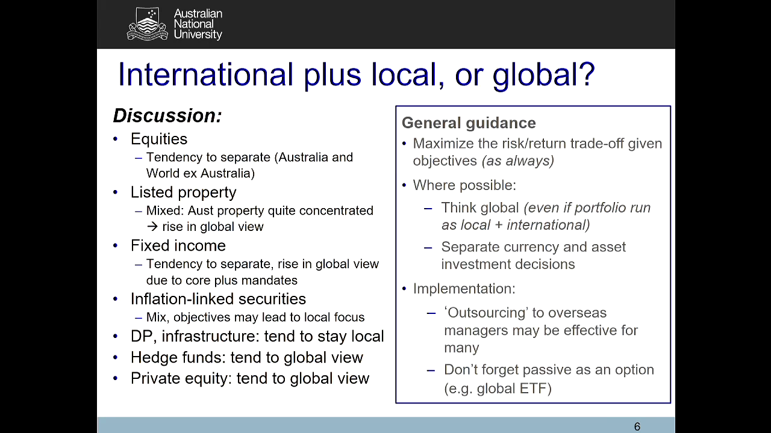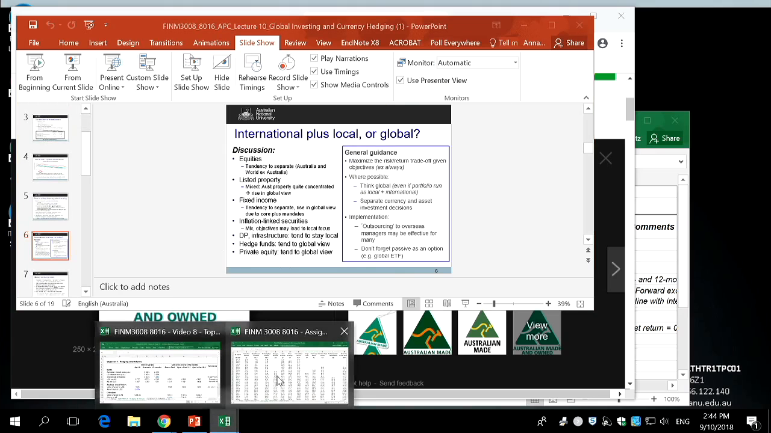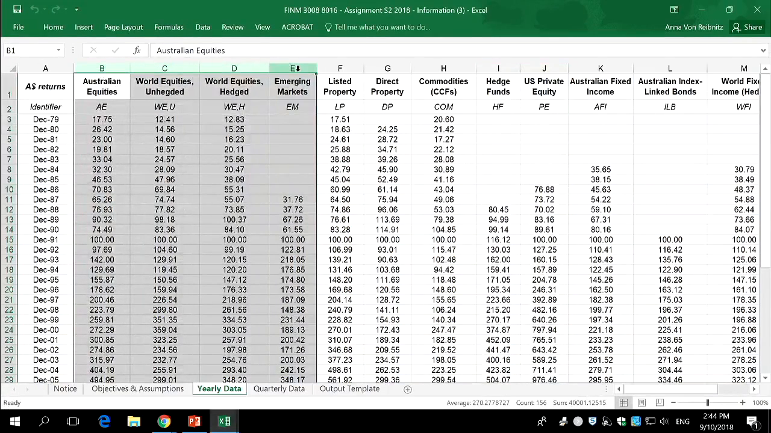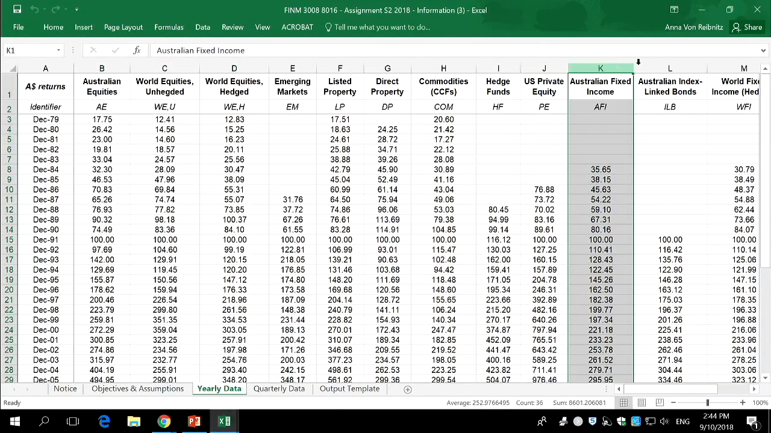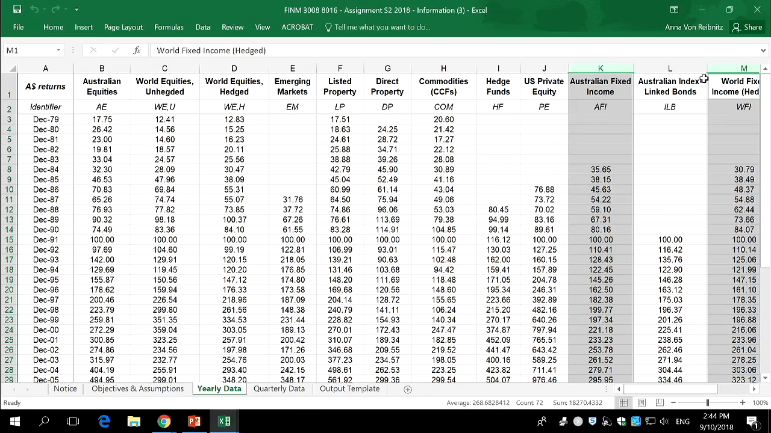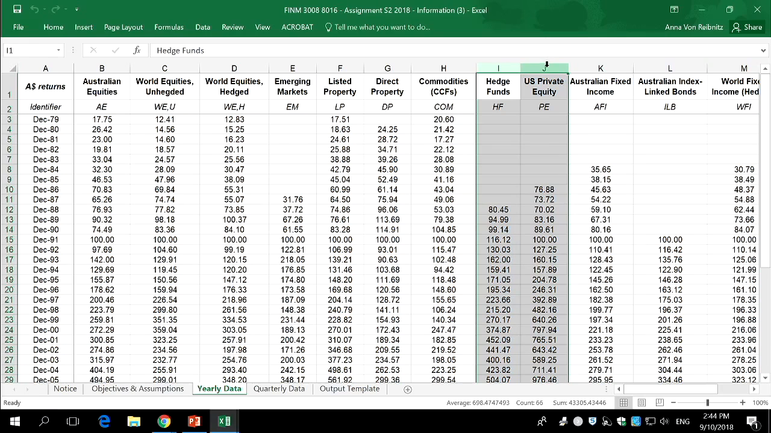So remember how I said at the start, though, that you really need to decide how you're going to view your opportunity set if you're going to invest overseas. Now, there's a broad range of ways that people do it. And just to give you that context again, what I'm talking about here, equities, do I go Australian equities, world equities, unhedged, hedged, emerging markets? Fixed income, Australian and world fixed income, that's what we call separating the two, right? You've got Australia and the rest of the world excluding Australia. Or do you view it as a global opportunity set, like you do with hedge funds and private equity? Not Australian hedge funds and world hedge funds excluding Australia, just hedge funds.